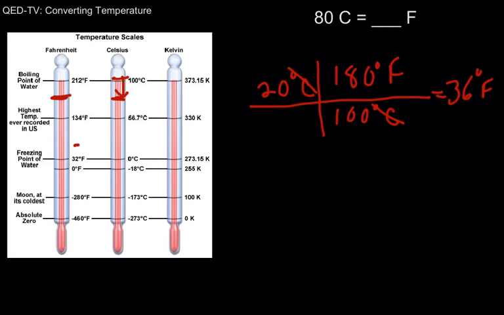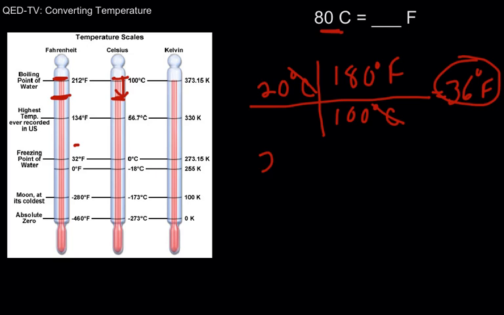So you have to remember, where did we compare it to? We found that 80 degrees Celsius was 20 degrees below boiling. So then we converted it and we got 36 degrees Fahrenheit. But this is 36 degrees Fahrenheit below boiling. And boiling on the Fahrenheit scale was 212.